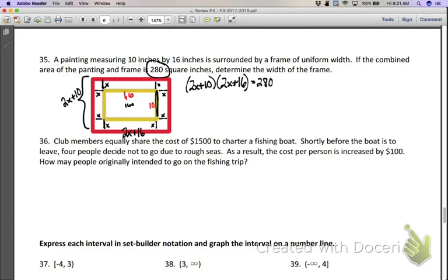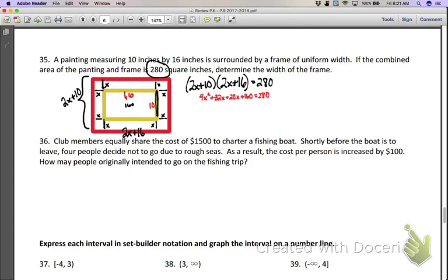Whenever I multiply the left side, I'm basically going to have to turn this into a quadratic. So I'm going to have 4x squared plus 32x plus 20x and then plus 160 is equal to 280.